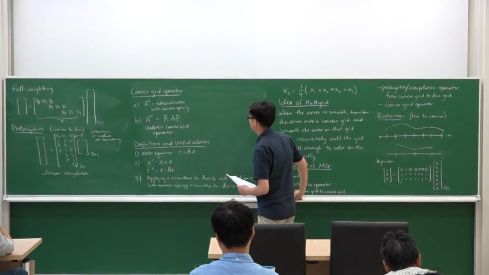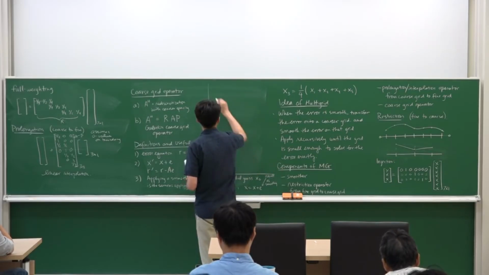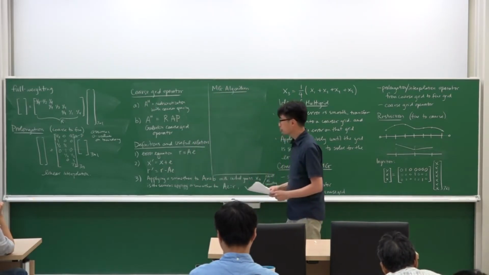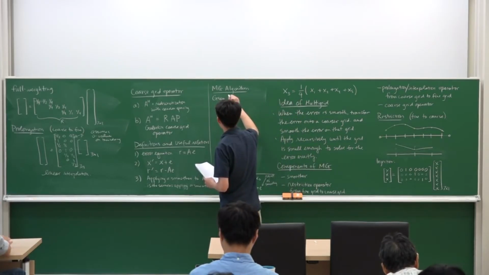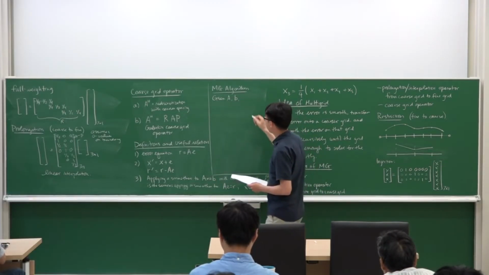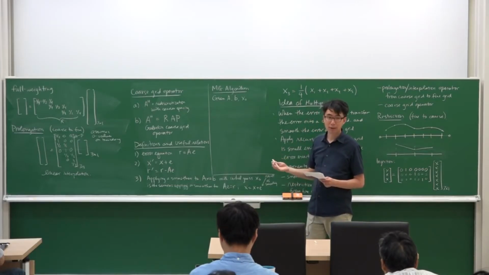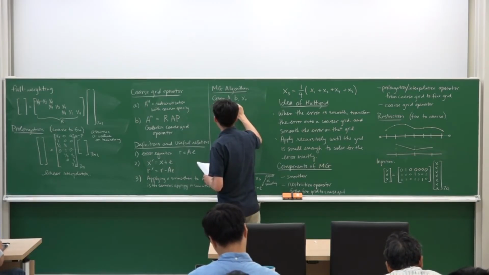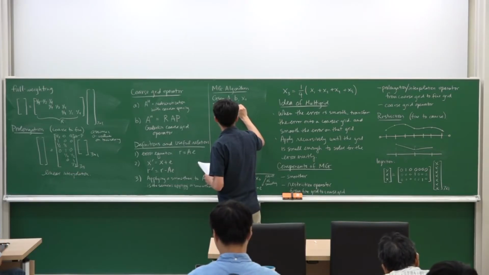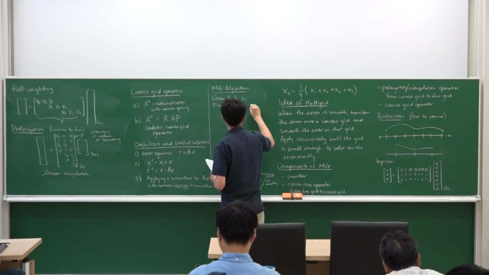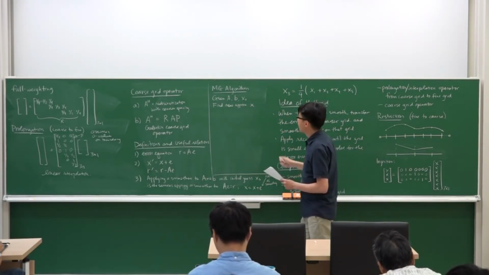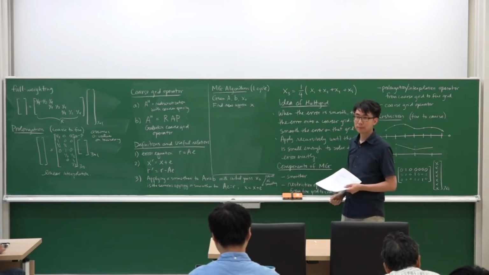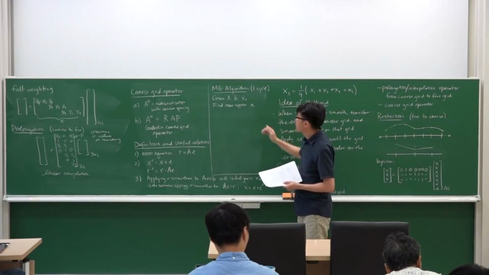Okay? So now we're ready to write down the multigrid algorithm. Given the matrix A, given the right-hand side vector b, and given some initial approximation, I'm going to call it x0, find the new approximation, and I'm just going to call it x. This is the algorithm for one iteration, sometimes called one cycle. If you want to perform multiple cycles, you just repeat this algorithm.